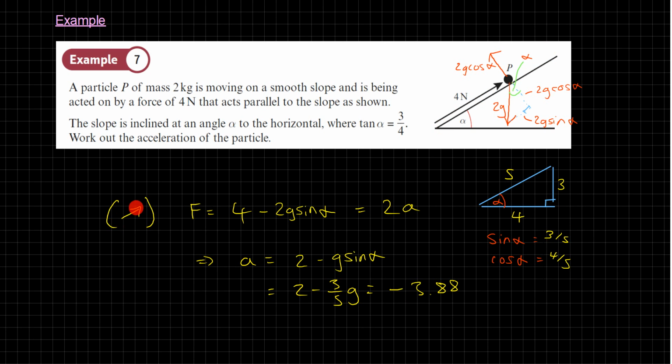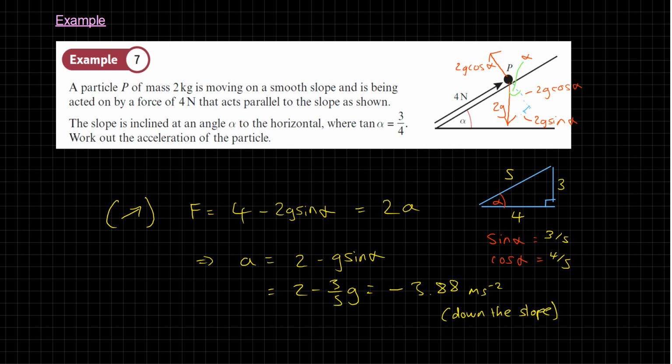We were resolving upwards. So that means any answer we get will be relative to the idea that up the slope is a positive number. So if we get a negative answer, that must mean this is down the slope. So it's accelerating at minus 3.88 meters per second squared down the slope. So don't get caught out by that, because you might think, I've got an object on the slope, there's a force pushing it up, obviously it's going to go up the slope. But no, not necessarily.